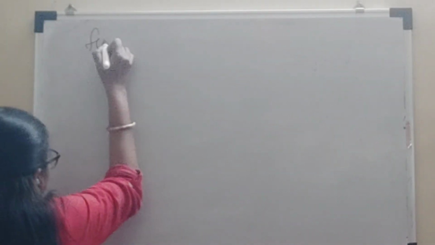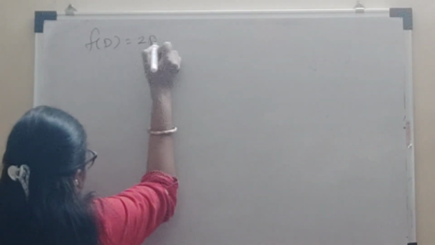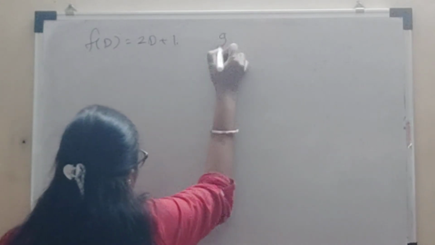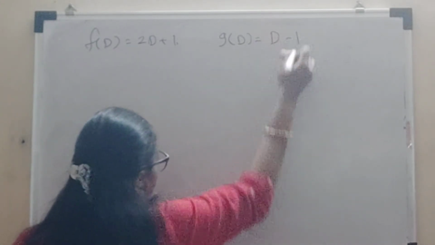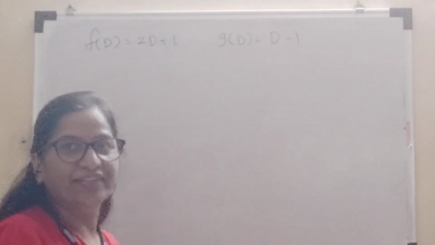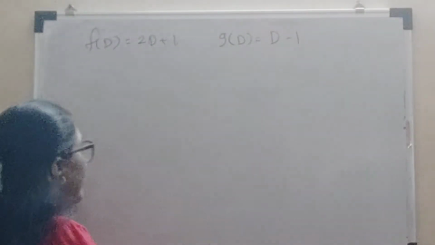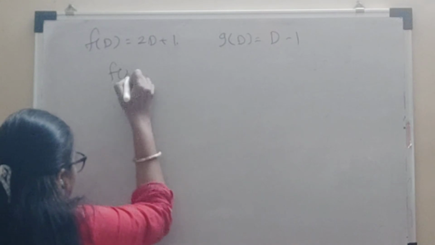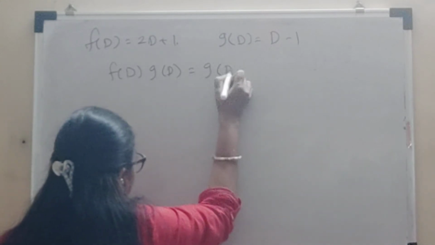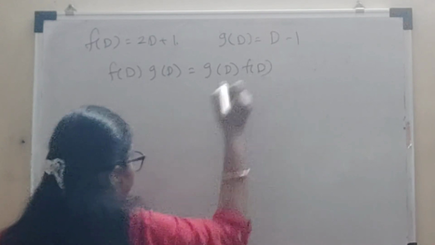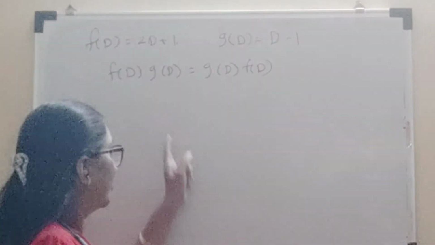Suppose f(D) is equal to 2D plus 1 and g(D) is equal to, say, D minus 1. What is the commutative property? The commutative property is given by f(D) into g(D) is equal to g(D) into f(D). We'll check for this one.